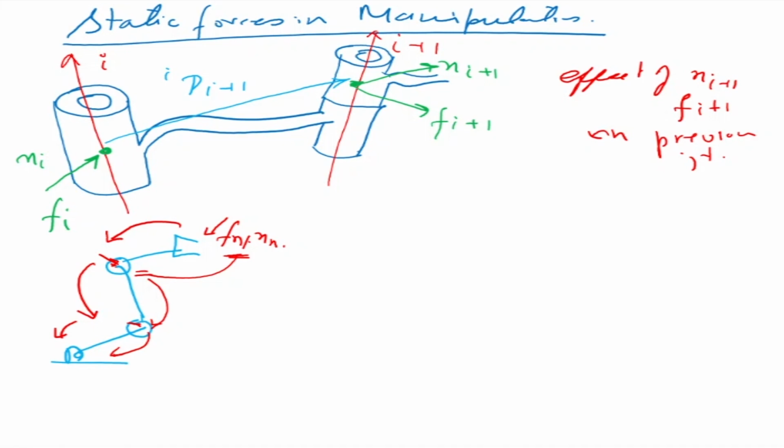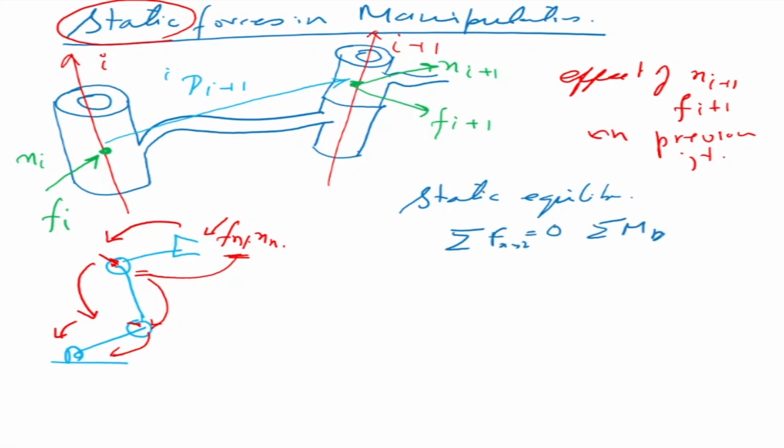Now, we are talking about statics, it's not dynamics. So the system is in static equilibrium. The first thing to note here is that the system is in static equilibrium, which means that sigma F in x, y, z must be equal to 0 and sigma M in x, y, z must be equal to 0. So there are 3 equations here, 3 equations there.